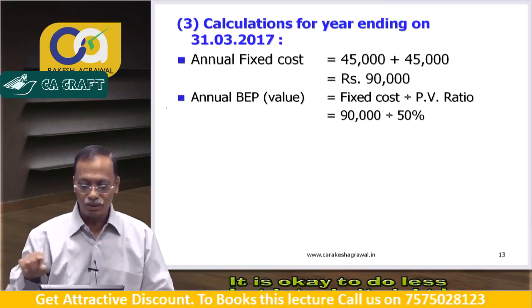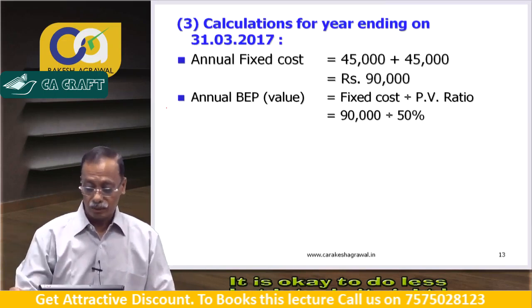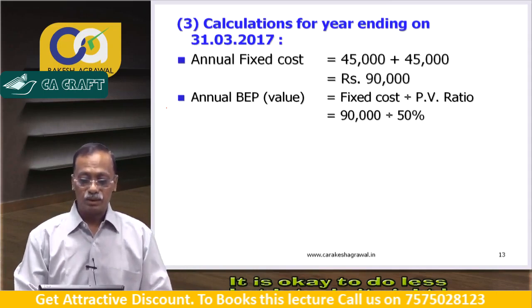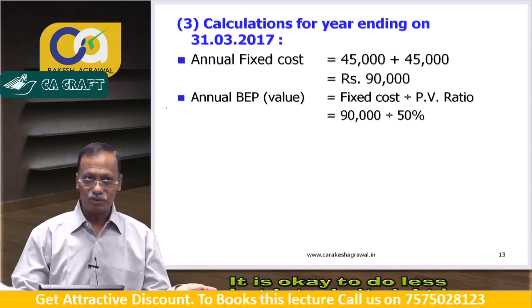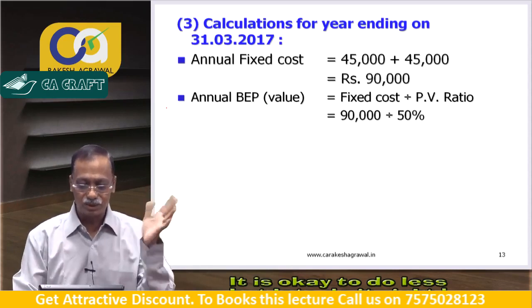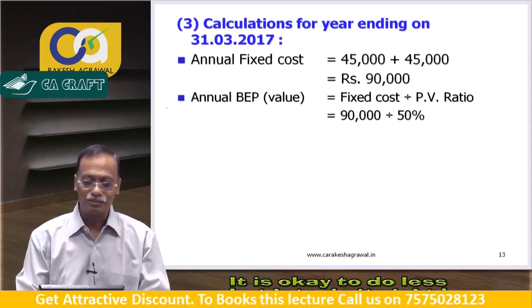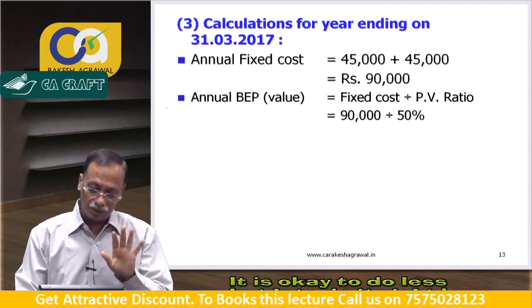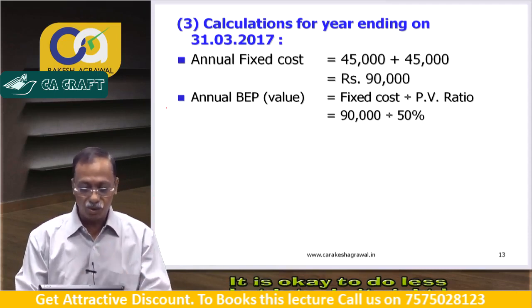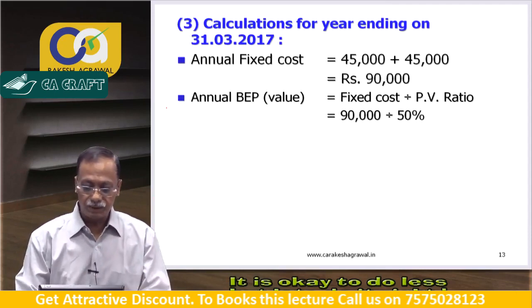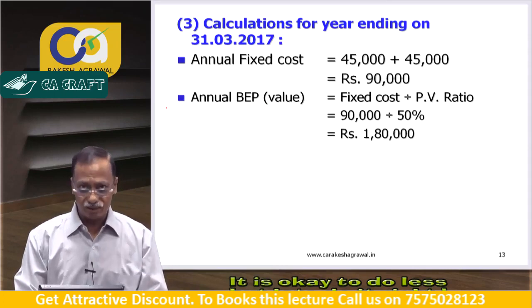That is 1 by 2. Otherwise, non-math students will say 50% for first half and 50% for second half. So 100%. Don't do that. That is not for percentage. Okay. So just 50%, which is constant throughout. So 90,000 divided by 50% is rupees 1,80,000.